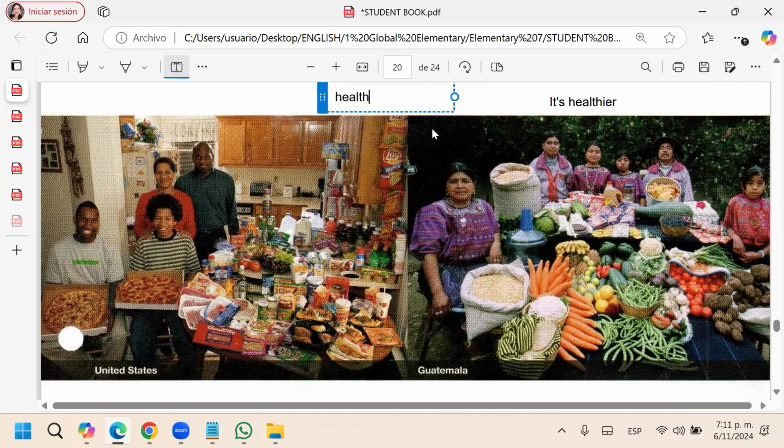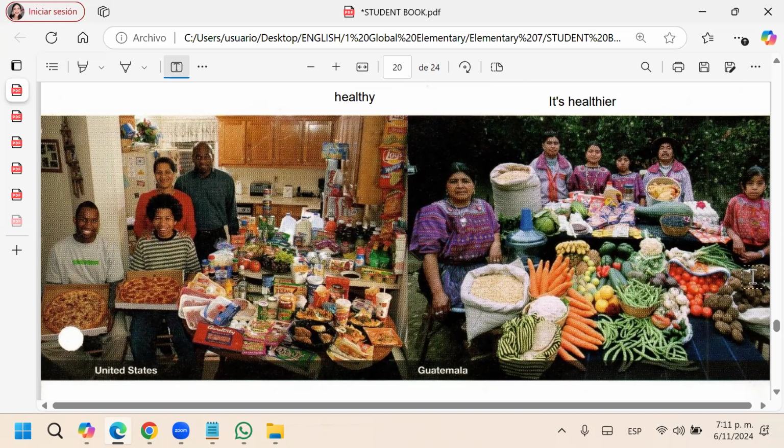Healthy and healthier. This is the adjective and this is the comparative. This is when I want to describe. This is when I want to compare. For example, Laura said, the Guatemalan family is healthier than the family in the US. When you want to make a comparison, normally we say it like this. When I just want to describe, I say it's healthy. But this is because I'm making the comparison to United States.